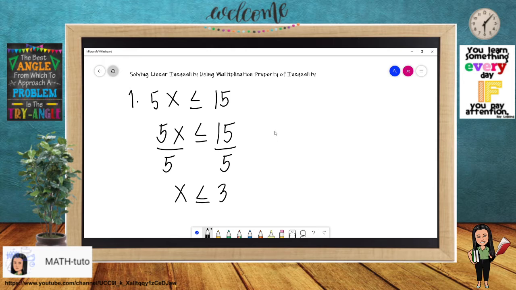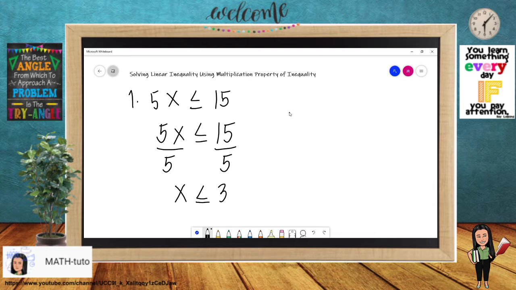Remember that it is already our final answer if the numerical coefficient of our variable is equal to 1 and the other side contains only a constant. It needs to be positive, it needs to be a constant, with nothing beside it. So this is already our answer. x is less than or equal to 3.